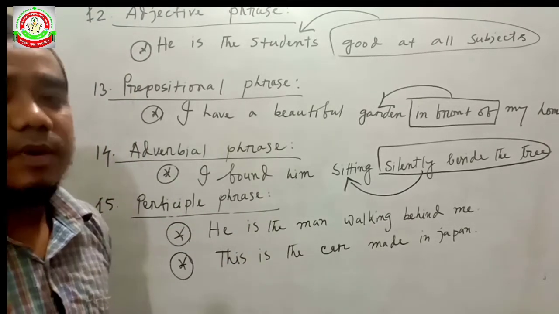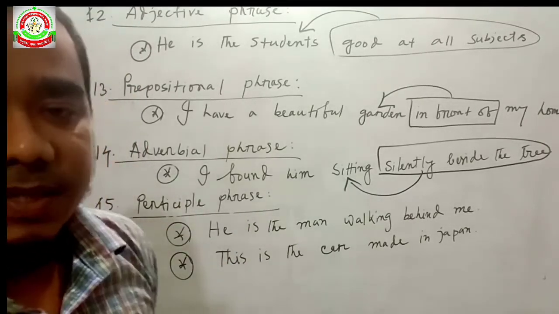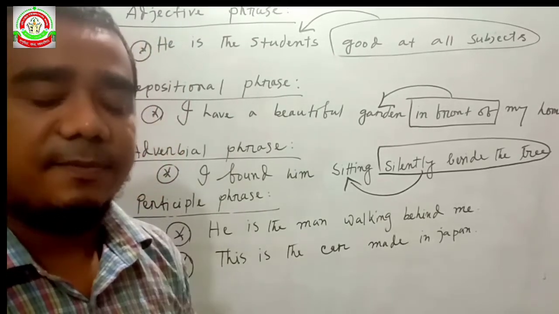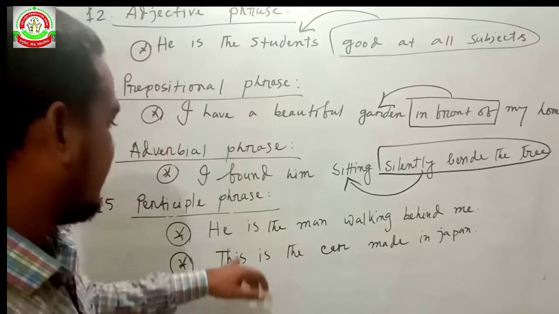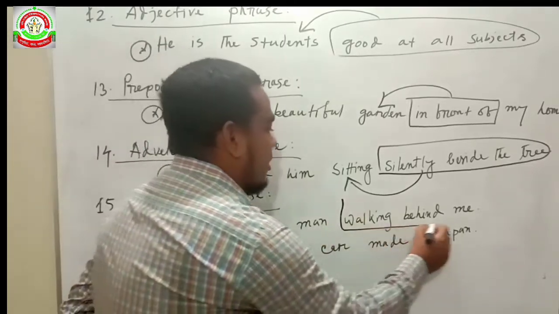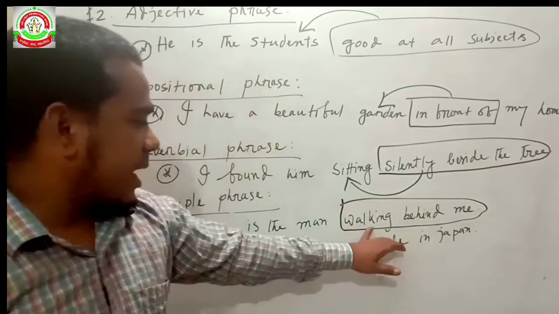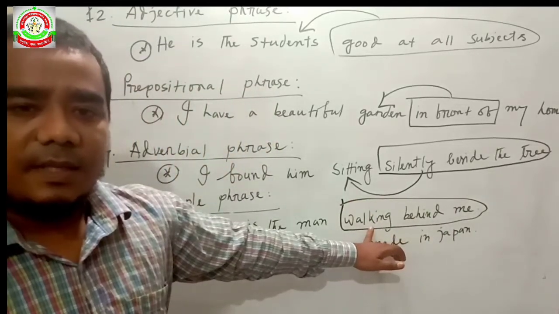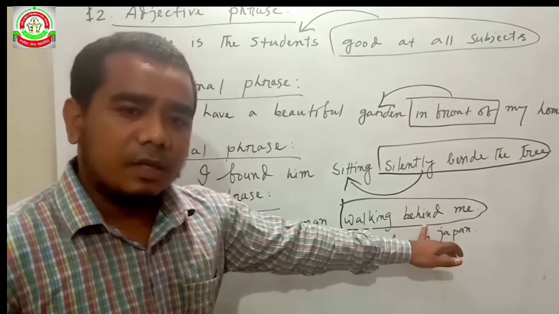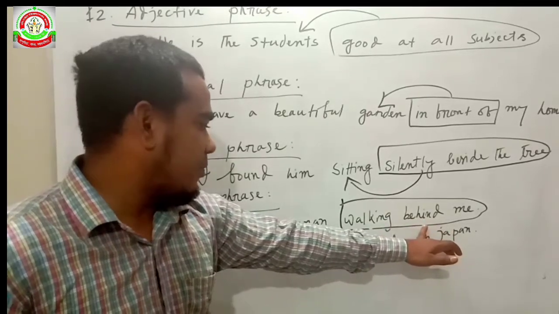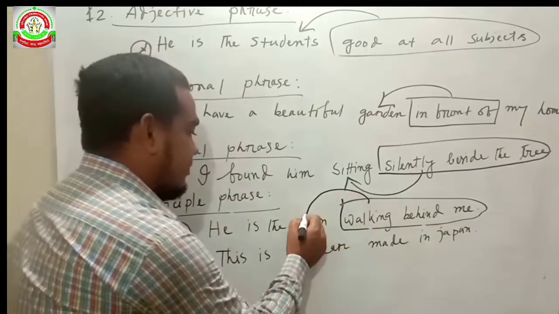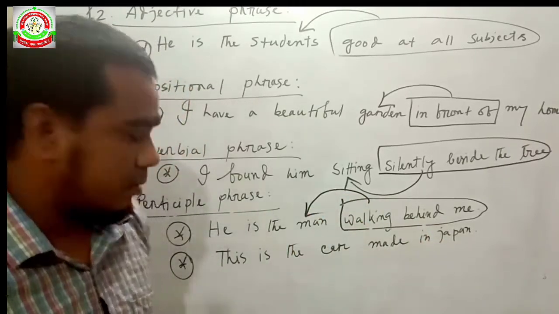Participle phrase. We know participles are of two kinds, present participle and past participle. So participle phrases are also of two kinds, present participle phrase and past participle phrase. He is the man walking. We know by adding ing to a verb we make a present participle, and when we need more words with a present participle, it will be called the present participle phrase.